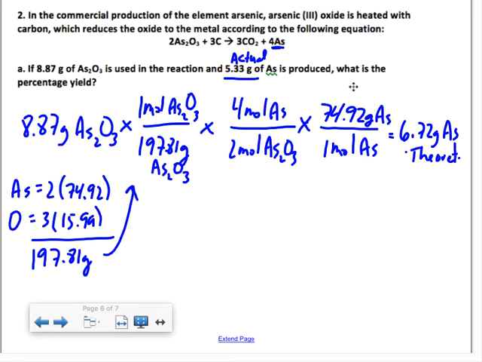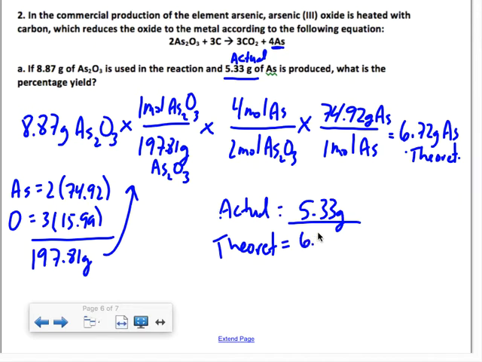They want to know what's the percent yield. Well, percent yield is actual divided by theoretical times 100. So my actual was 5.33 grams. My theoretical is 6.72 grams, and then I'm going to multiply that by 100, and I get around 79.3%.